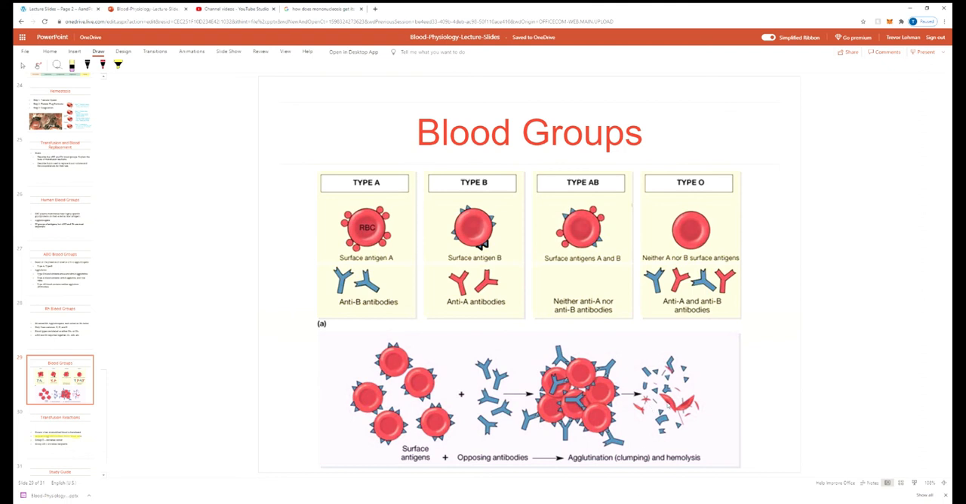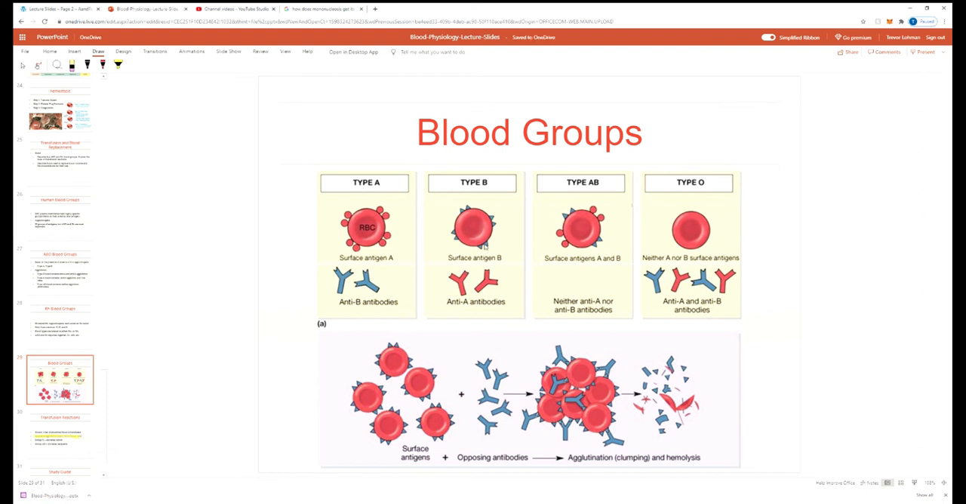It's clumping of cells and then lysing of cells. This is not good. You do not want this to occur in your blood. So if I gave type A to B, anti-A antibodies would attack the surface antigens on the donor's blood. Let's switch it up. If I gave B to A, anti-B antibodies in the recipient would attack the donor's B antigens. The recipient antibodies attack the donor's antigens.